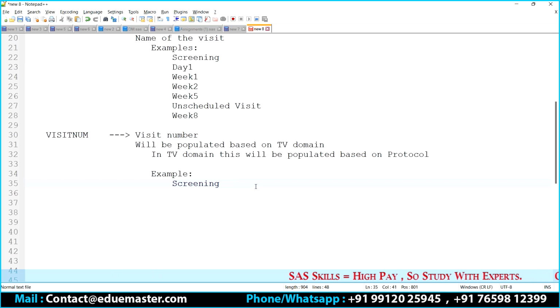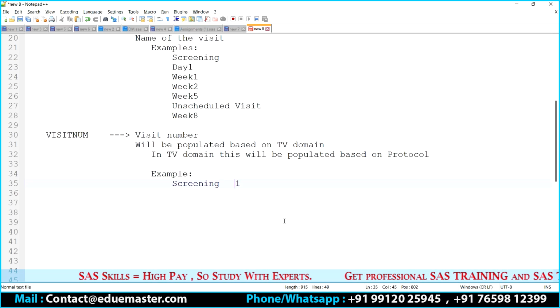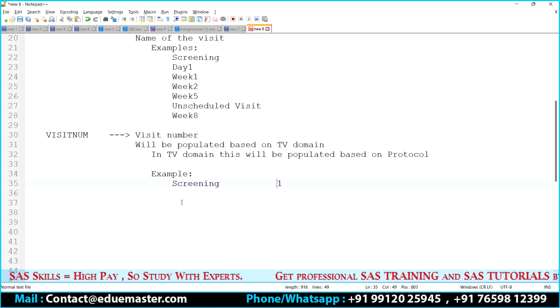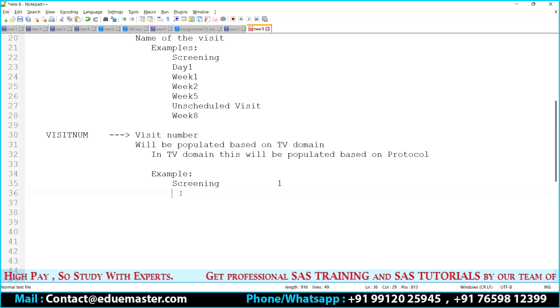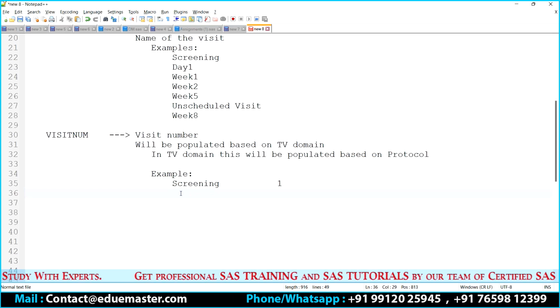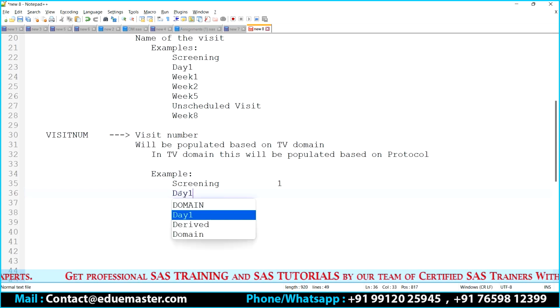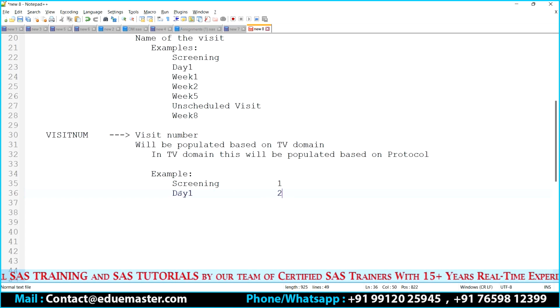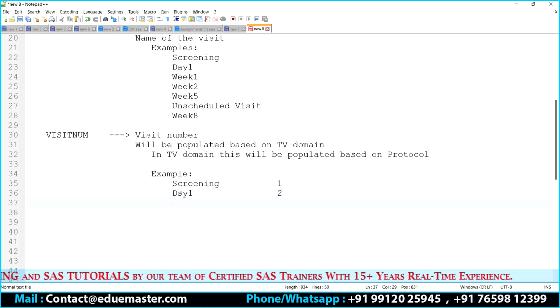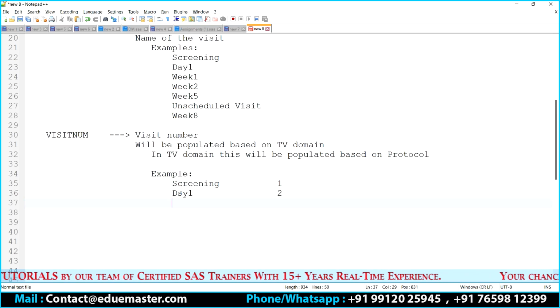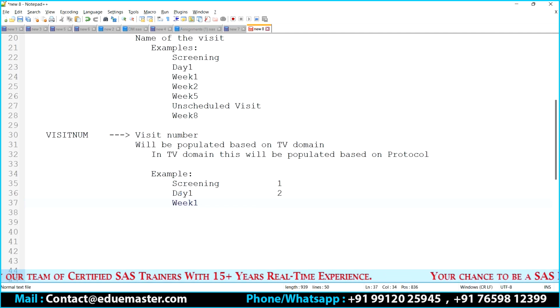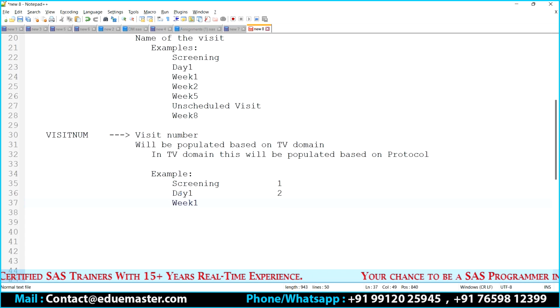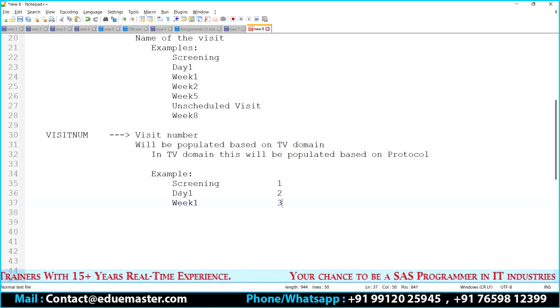Let's say initially screening is happening. So I'm just giving this as 1. It is just numeric 1. What is the value of the visit number now? 1. After the screening, on day 1, my treatment has started. I'm giving it a number 2. Then after week 1, we had a follow-up after a week. After week 1, the patient again visited, 3.